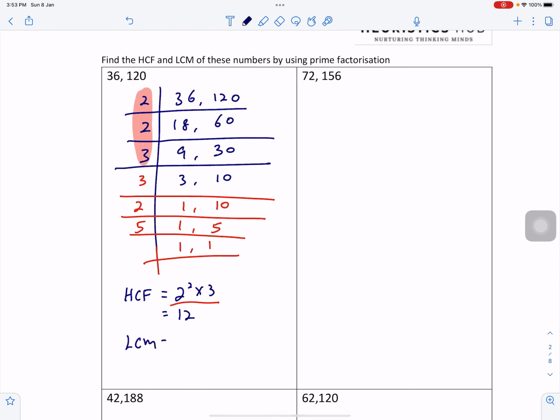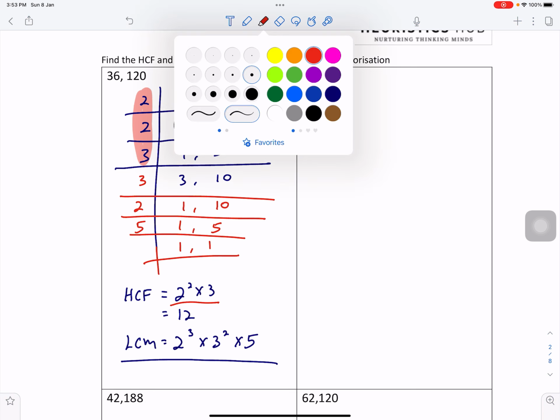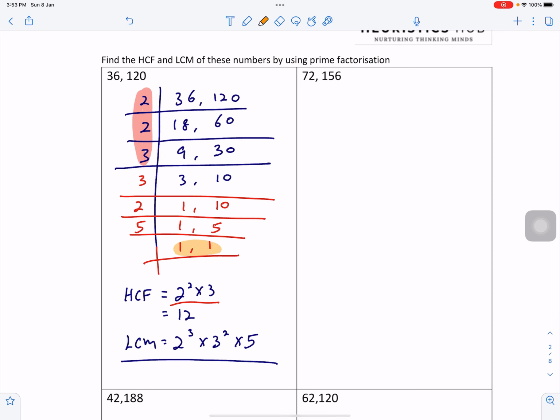You will get the LCM over here: 2 to the power of 3 multiplied by 3 to the power of 2 multiplied by 5. Okay? So, you have got HCF and LCM. Always remember, HCF comes first, and then you continue until you achieve 1, 1 to find the LCM. Without further ado, let's take a look at question number 2.